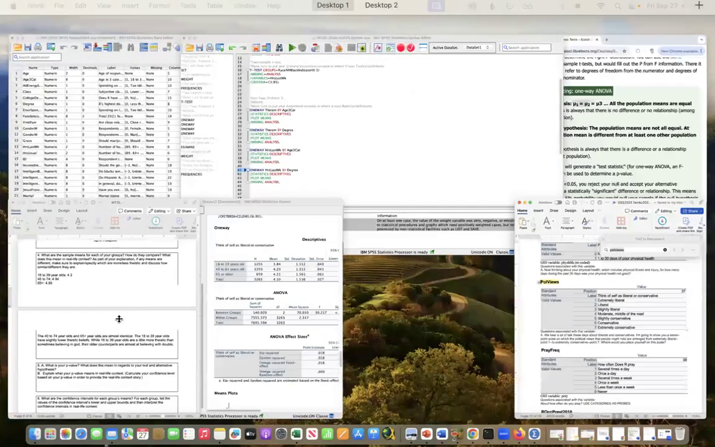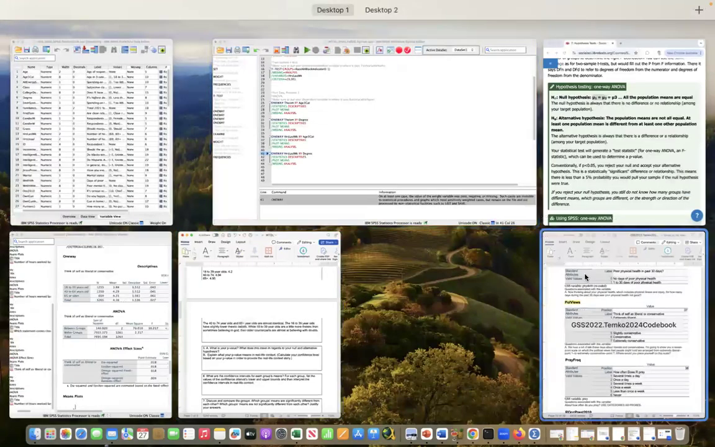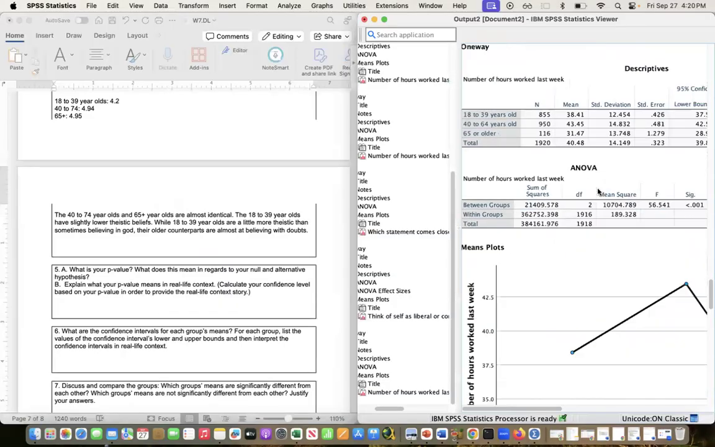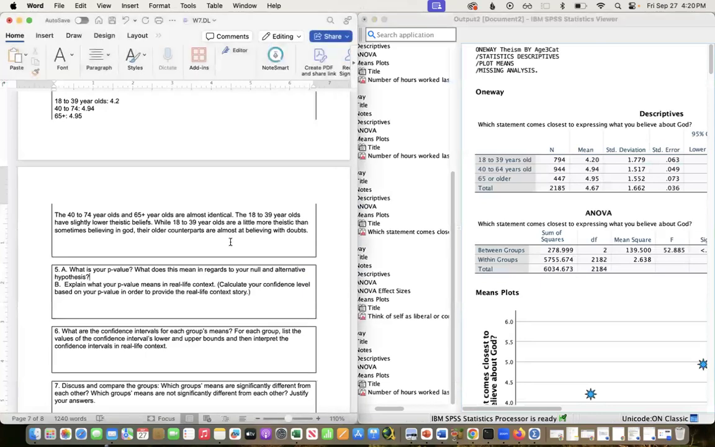Okay. So next it asks us what our p-value is, what that means about our null and alternative hypothesis, and then to explain it in real life context. So let's go back to our original one. And so here's the ANOVA test. And this is all of those calculations that were in the textbook that produces an F statistic, and then we get to our p-value, but here's the p-value. So this is what you need to look at. So p is less than 0.001.